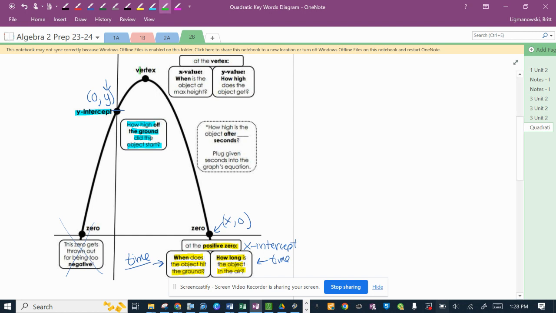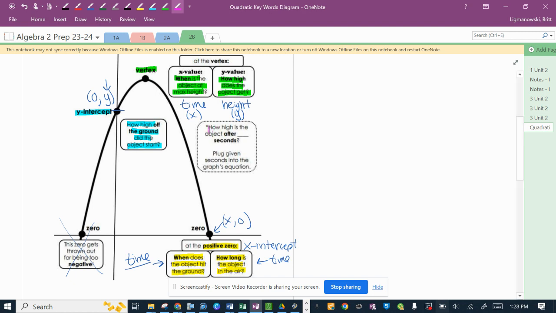The other important feature is our vertex. At the vertex, this is our maximum height. And so there's two things that we can get here. When it's at the maximum height would be our time versus how high would be the height. So depending on what question they're asking, depends on if we're looking for that x value or that y value.